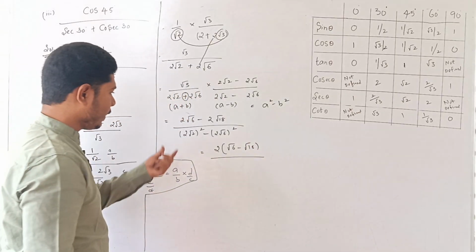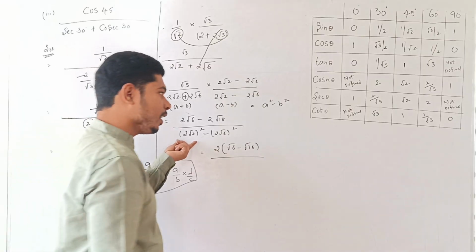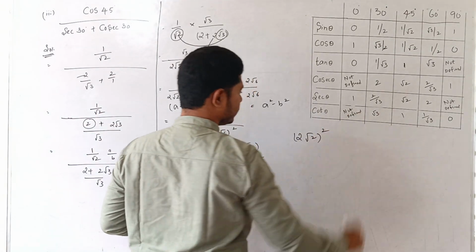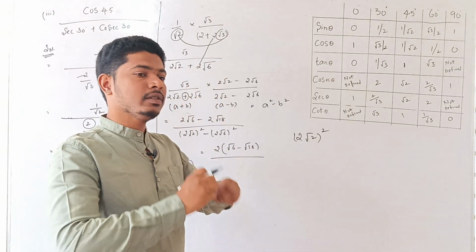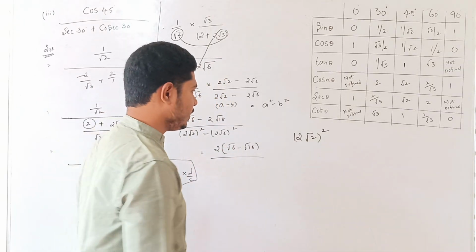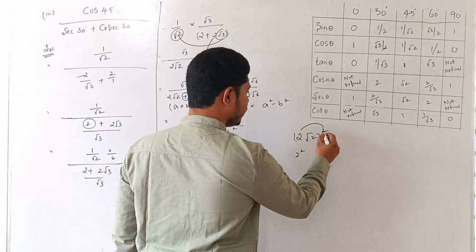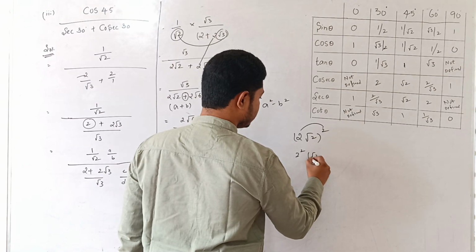Then see how to calculate this part. This part is like this, 2 root 2 whole square. I will give the square to each of them, that is, I will give the square to 2, that is 2 square. I will give the square to this root 2.